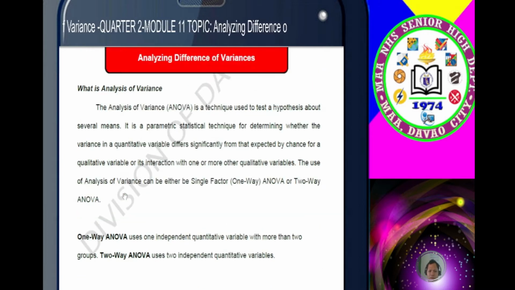So, analyzing differences of variance. What is analysis of variance? Analysis of variance, or ANOVA, is a technique used to test a hypothesis about several means. It is a parametric statistical technique for determining whether the variance in a quantitative variable differs significantly from the expected by chance for a qualitative variable or its interaction with one or more other quantitative variables.